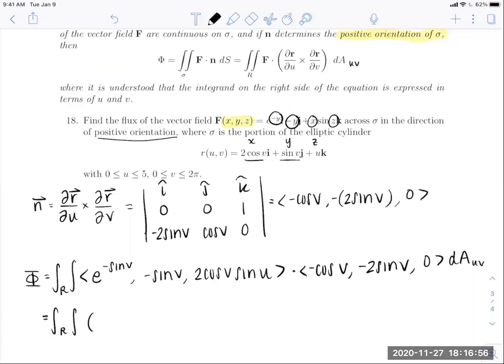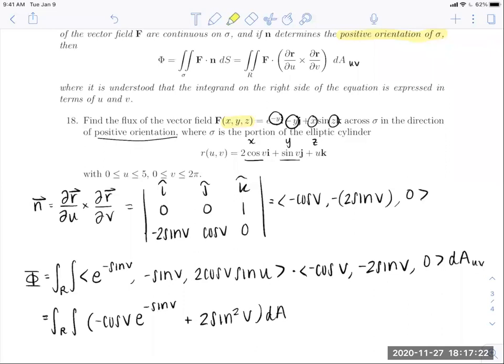So I'm going to get a negative cosine v e to the negative sine v. And then I'll get a plus because of the double negative, 2 sine squared v. And then notice that that last term just drops out because of the 0 in that normal vector. So I'll just write my dA. All right, so at this point, we're ready to set up.